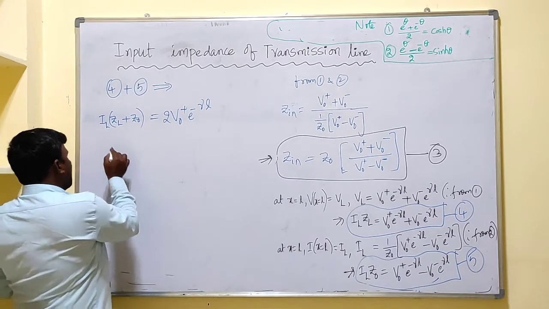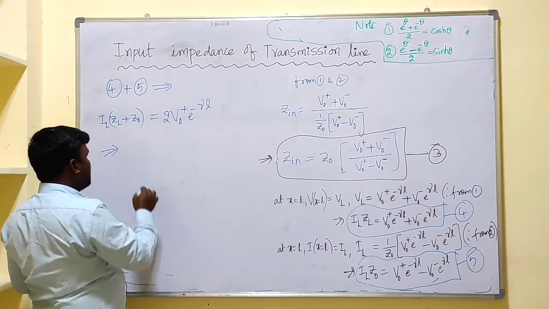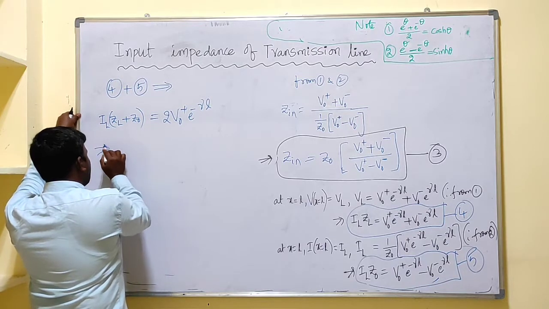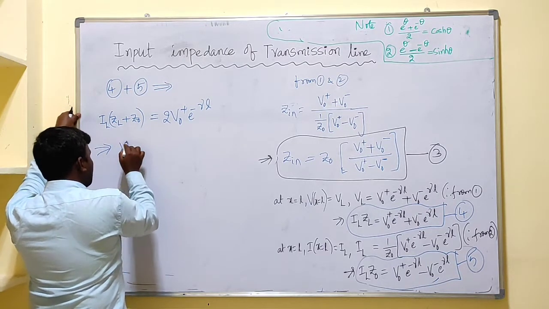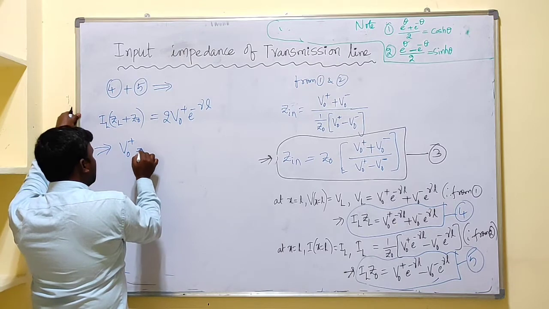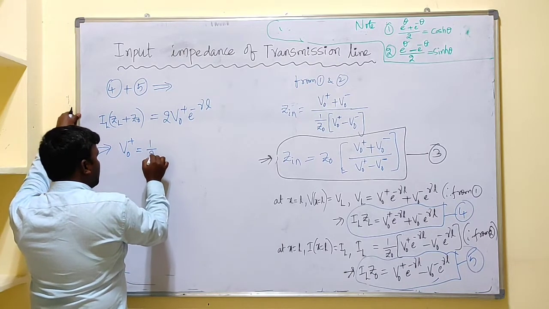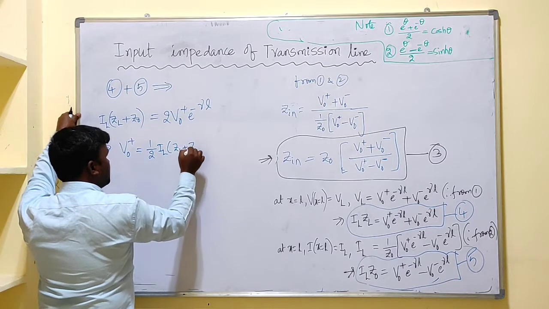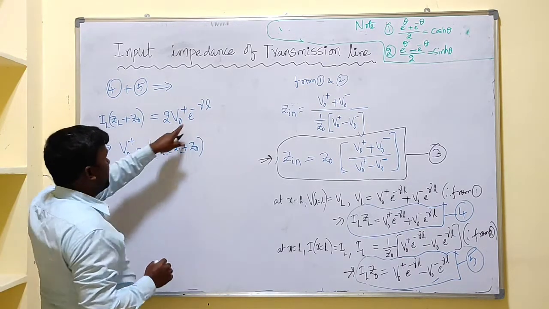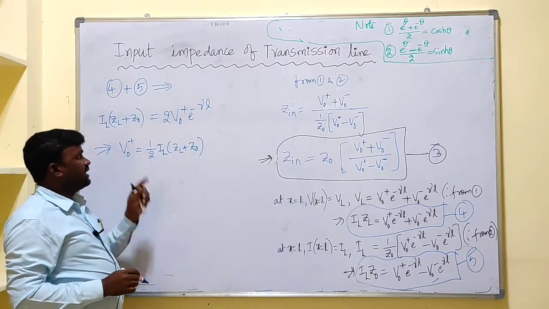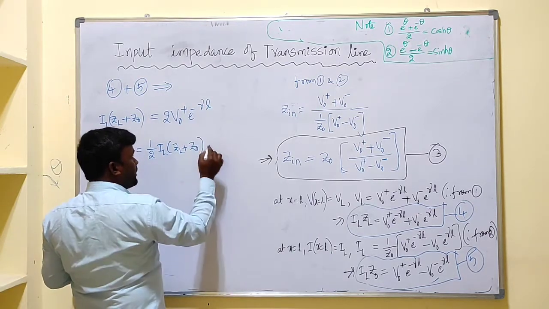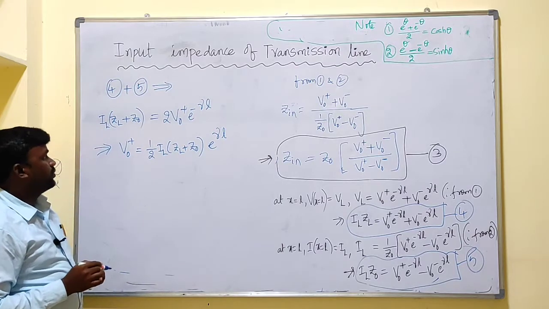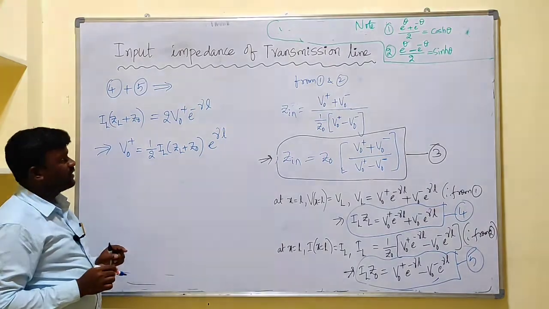Now we can write the expression for V0 plus. It implies V0 plus is nothing but 1 by 2 IL into ZL plus Z0, and if you send this term to this side, e to the power minus gamma L becomes e to the power gamma L. So this is about V0 plus.